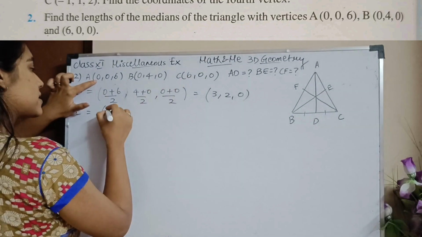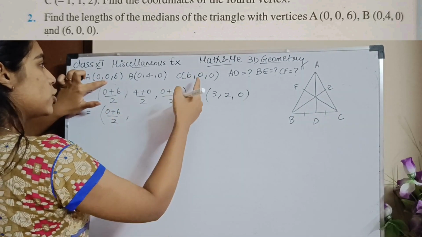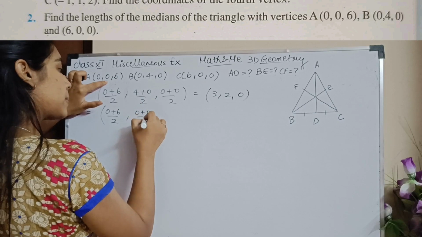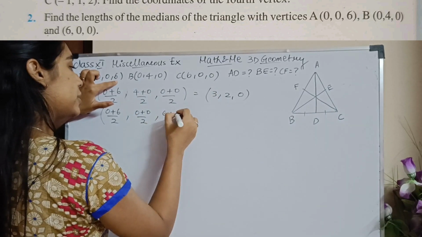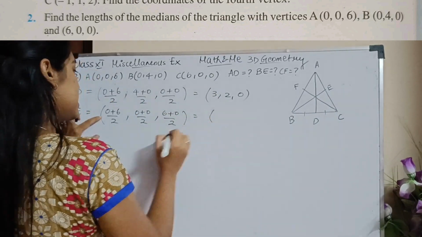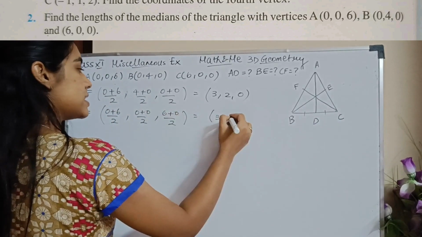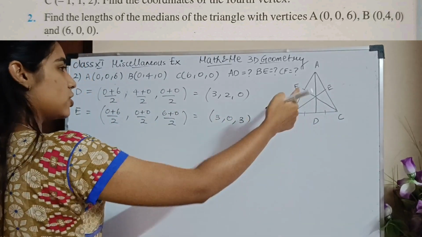0 plus 6 divided by 2, 0 plus 0 divided by 2, 6 plus 0 divided by 2. So what are the coordinates? 6 by 2 is 3, 0, 6 by 2 is again 3. So 3, 0, 3. E is found.